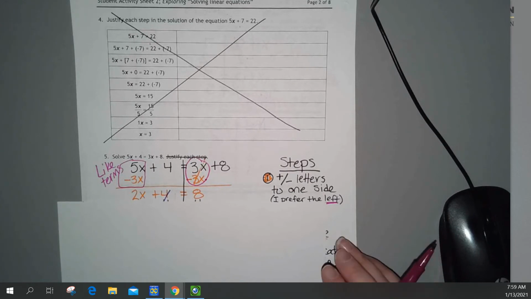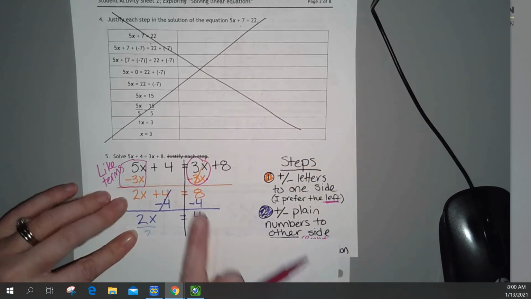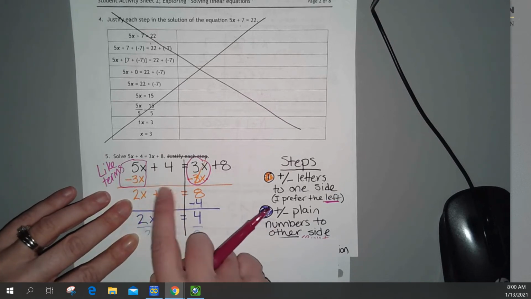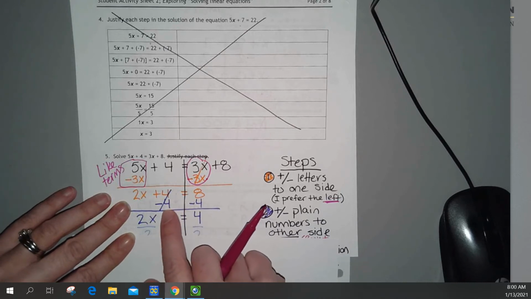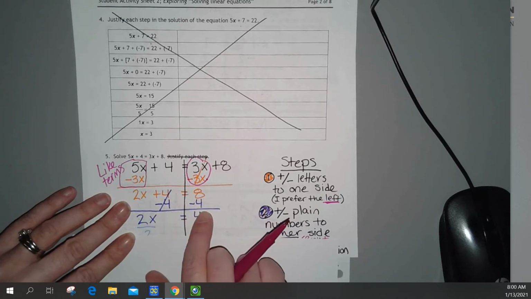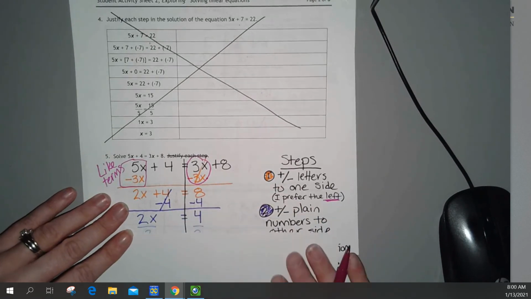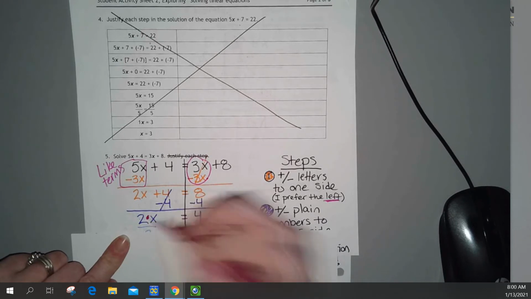Now, my second step says to plus or minus our plain numbers to the other side. Because I move my letters to the left, I need to get this 4 to the right side. Because it's a plus 4, that means I have to minus 4 on both sides. 4 minus 4, 0. It's gone. And I'm left with 2x equals 4. Again, guys, that's 2 times x.